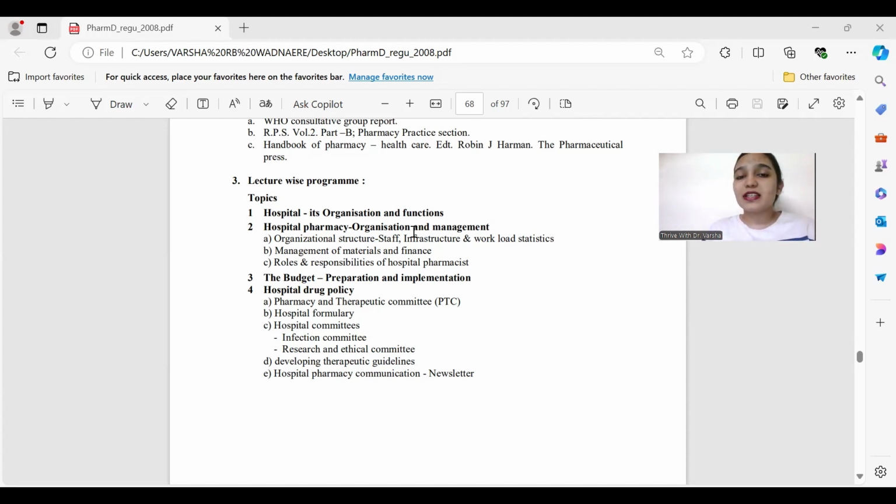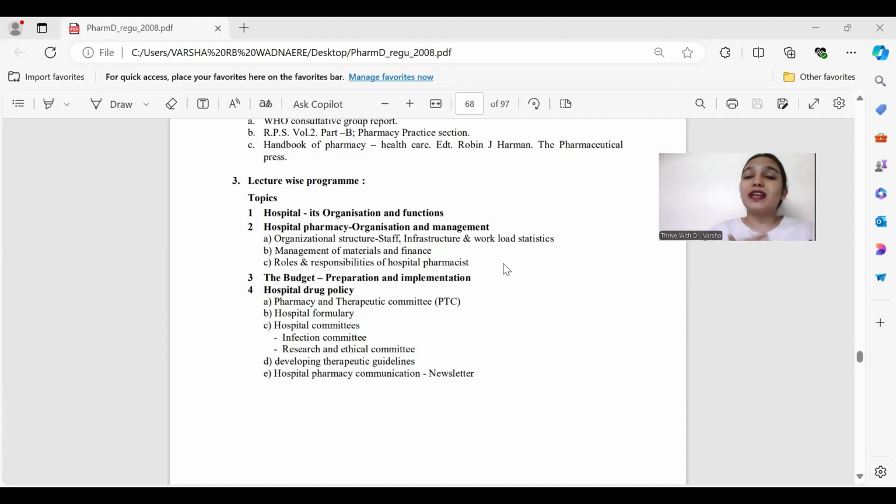Then hospital pharmacy, its organization, management, organization structure, staff. You will learn what the staff structure is. Then infrastructure, workload statistics, how the workload gets distributed, who manages that, how it gets managed, management of materials and finance. How you will manage the materials and through what you will manage the finance, what software you'll be using to manage this finance, who will be the person who will manage the finance, roles and responsibility of hospital pharmacist.